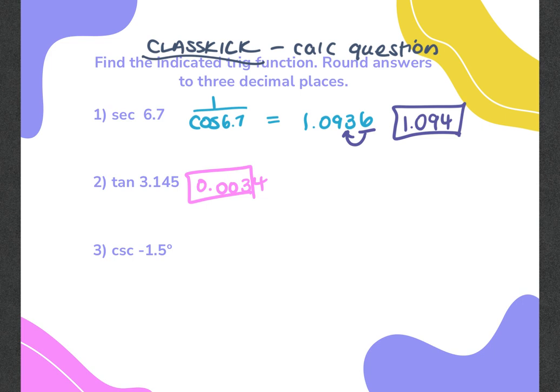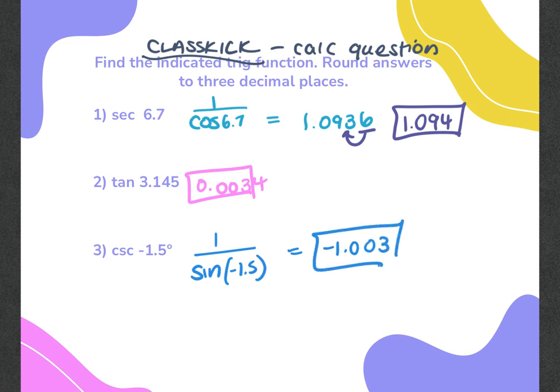And the last one is cosecant of negative 1.5. What am I typing in the calculator? 1 over sine, and you keep it negative, negative 1.5. Does the degree... No, these are in radians, so you don't want a degree symbol. Oh, sorry, this totally should be without that degree symbol. I apologize. It should be in radians the whole time.